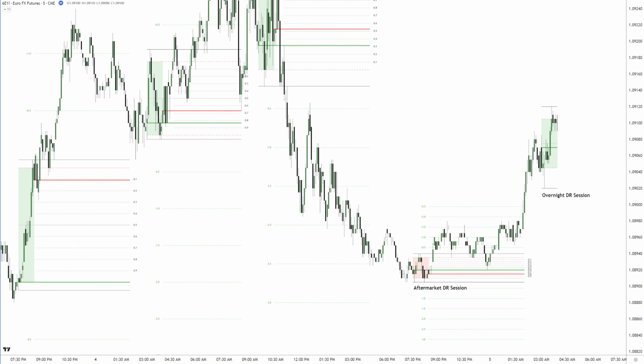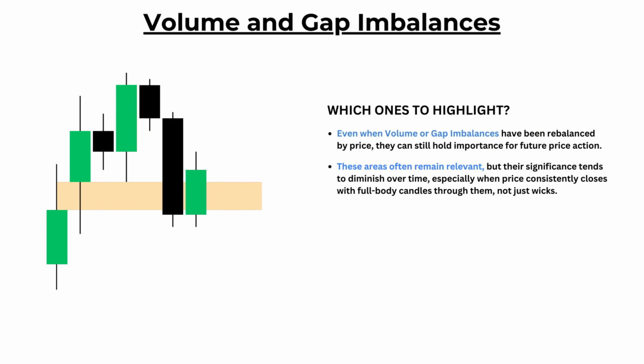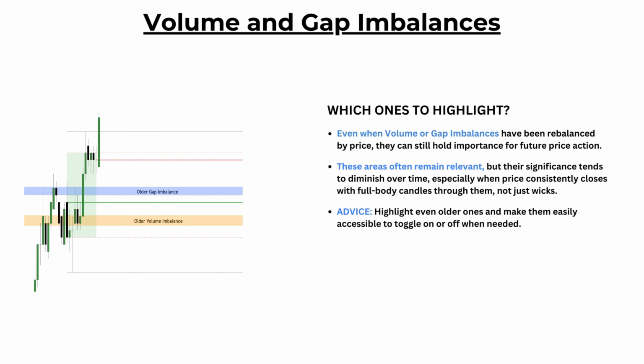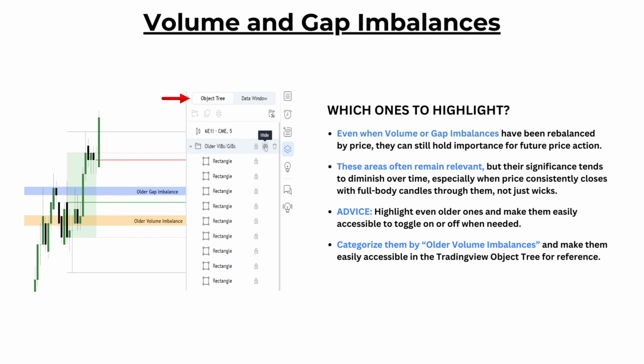This also helps to increase the ability to spot them on your own, as they are crucial details for trading decisions. Even when volume or gap imbalances have been rebalanced by price, they can still hold importance for future price action. These areas often remain relevant, but their significance tends to diminish over time, especially when price consistently closes with full body candles through them, not just wicks. My advice, highlight even older ones and make them easily accessible to toggle on or off when needed. Categorize them by older WIBs and make them easily accessible in the TradingView object tree for reference.